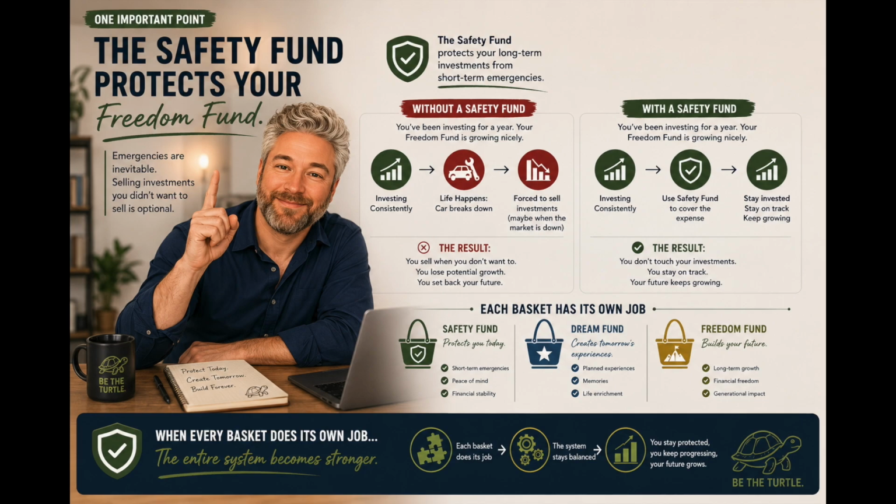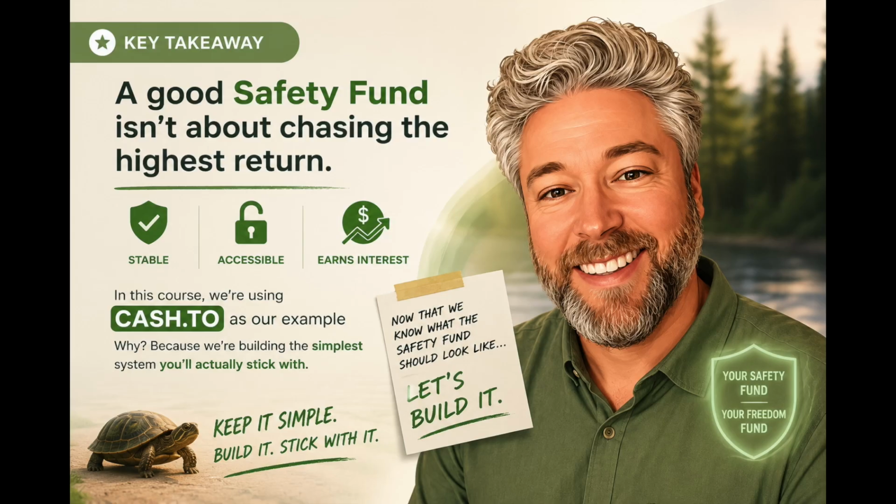Everything has its own purpose and it's a different tool. We don't want to get the negative mindset of having to sell if the markets are possibly red. That's why the safety fund exists. It protects you. The dream fund creates tomorrow's experience, and the freedom fund builds your future. When every basket does its own job, the entire system becomes much stronger. Key takeaway: a good safety fund isn't about chasing the highest return. It's about having money that's stable, readily accessible, and earning some interest while we wait.